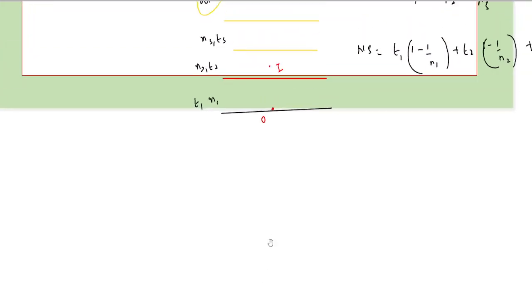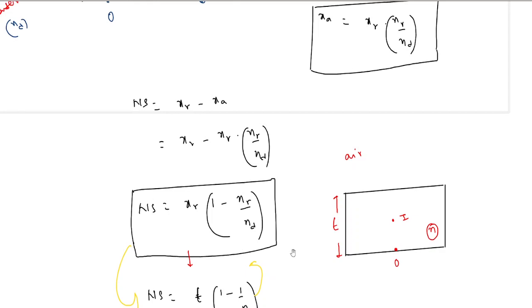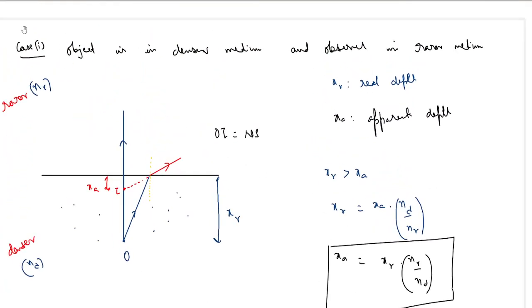I do remember in this case a very important point, that the normal shift doesn't matter as to where the observer is. It's very important. Whether the observer is somewhere here, or seeing from far away, or somewhere from here, it doesn't matter at all.